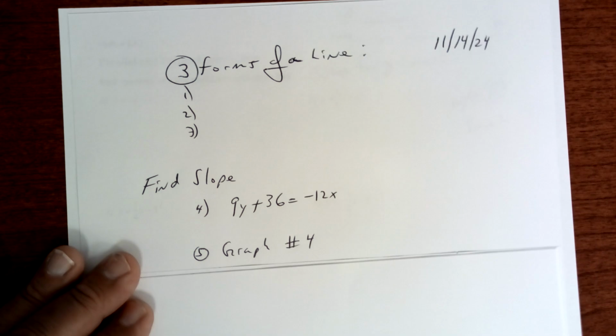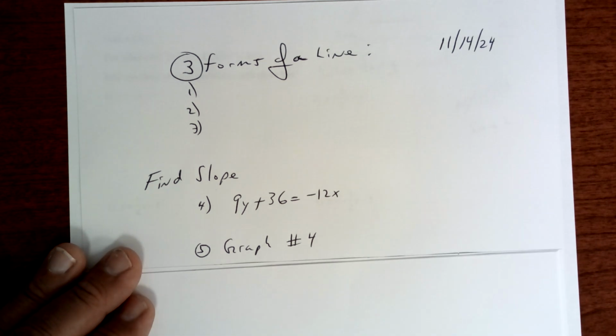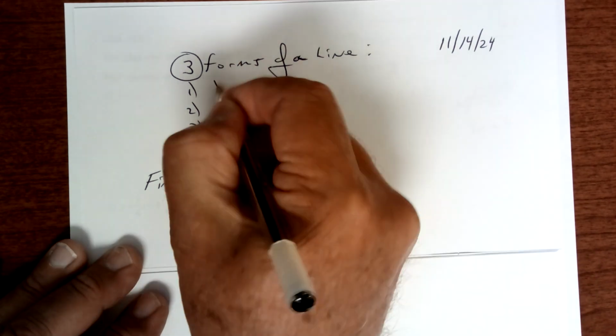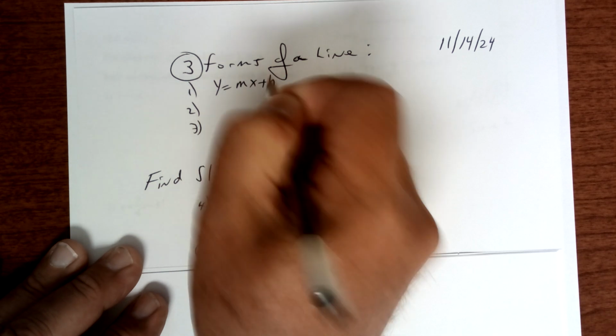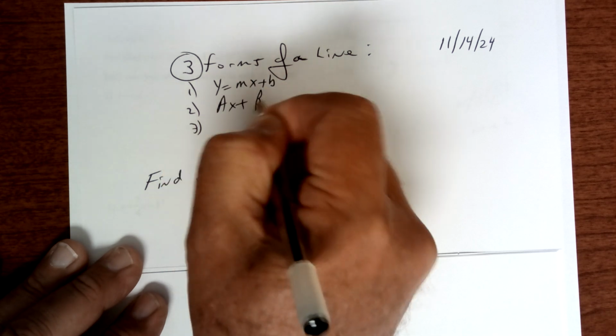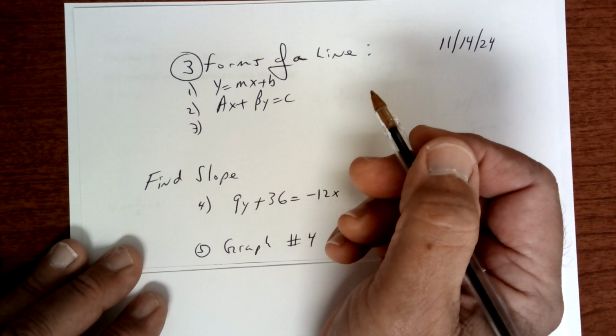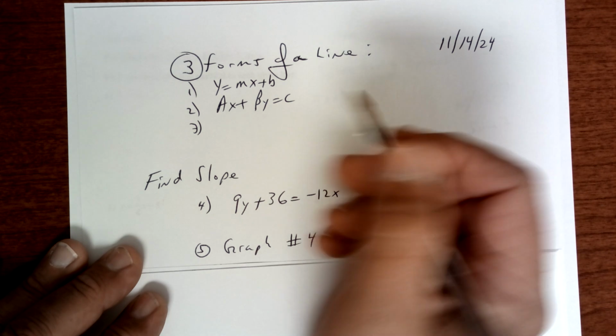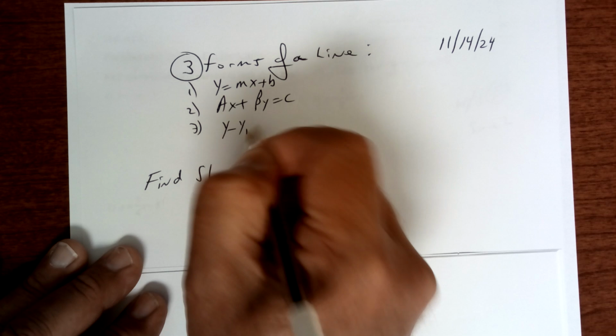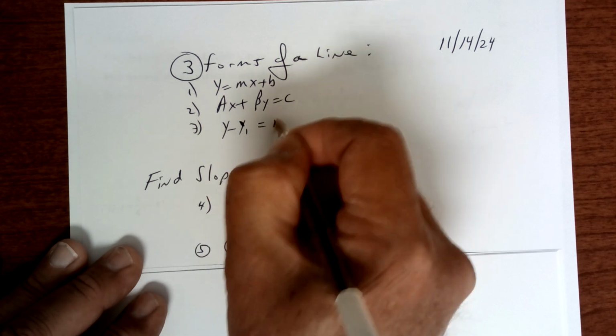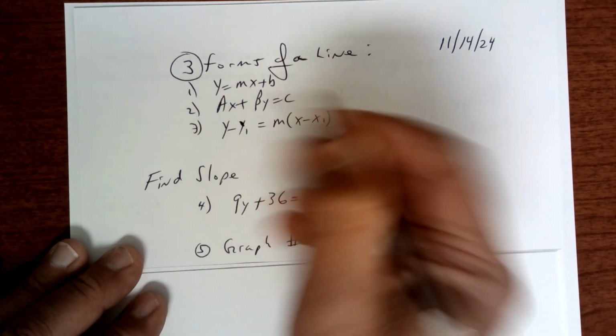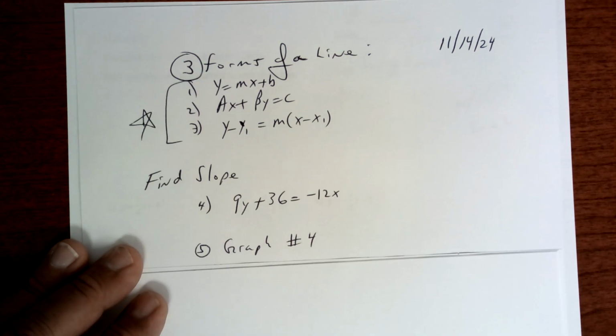All right, let's turn our attention now to college algebra. To do college algebra, we're going to go right here. Tell me the three forms of a line. All right, so the three forms of a line. So you have y equals mx plus b, ax plus by equals c, and finally the last one here is going to be y minus y1 equals m times x minus x1. Make sure you memorize these. Put a star by it. Write it down a couple of times.